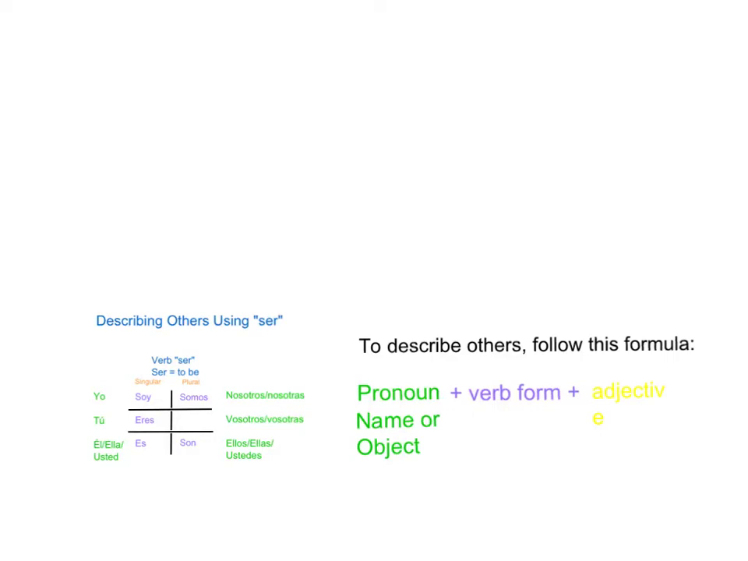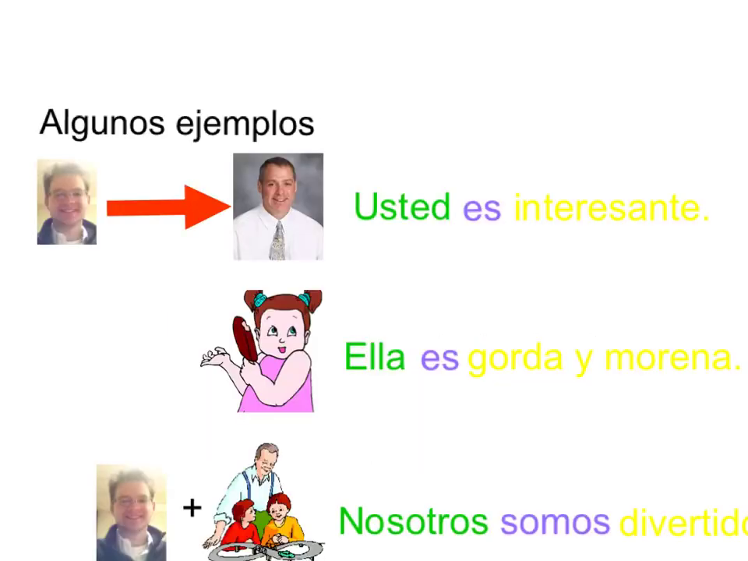Now, to describe others, we simply follow this formula right here, and that is first comes our pronoun, or the name of the person, or an object, for example, Spanish class, followed by second, the verb form, meaning yo soy, tú eres, él es, something like that, and third, our adjective. Could be any of the adjectives that you know or any other adjective that fits any description you want to do. Let's look at some examples.